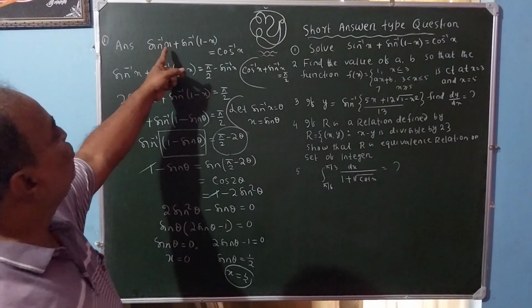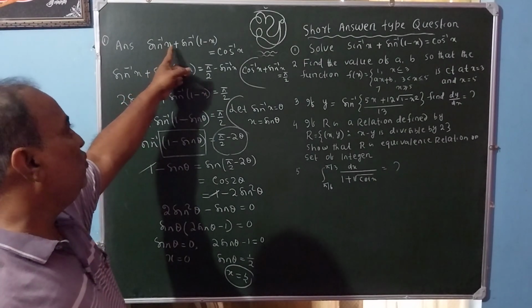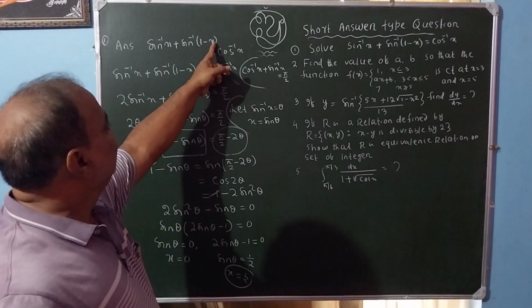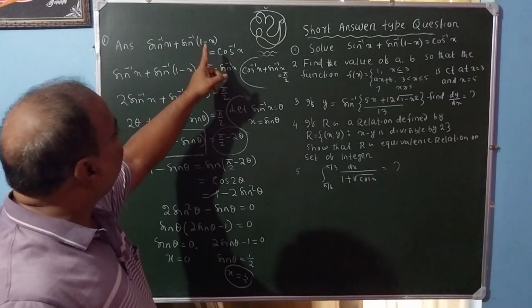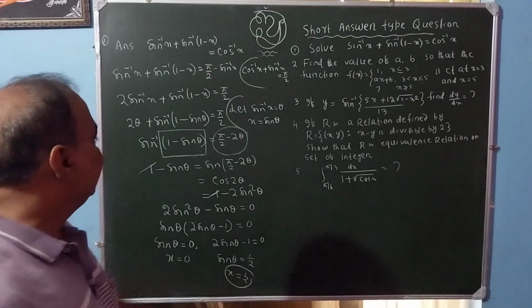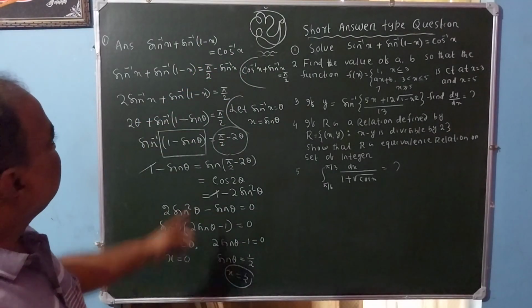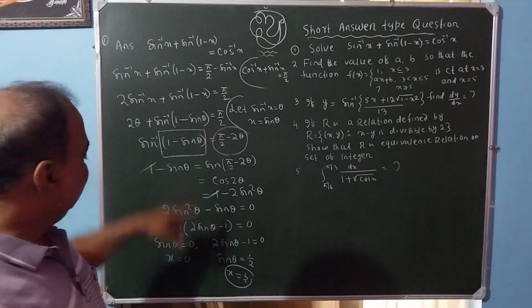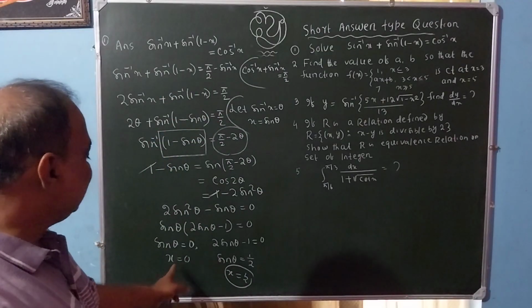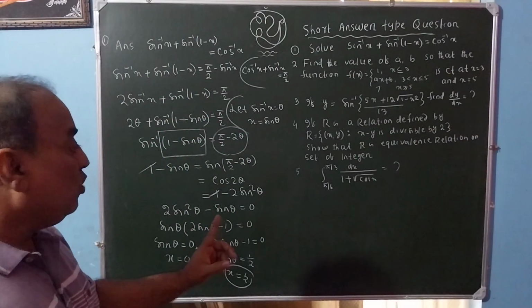Put x is equal to 0. Sin inverse 0 is 0, and sin inverse 1 is pi by 2. Cos inverse 0 is pi by 2. So this is satisfied. So x is equal to 0 is a solution.